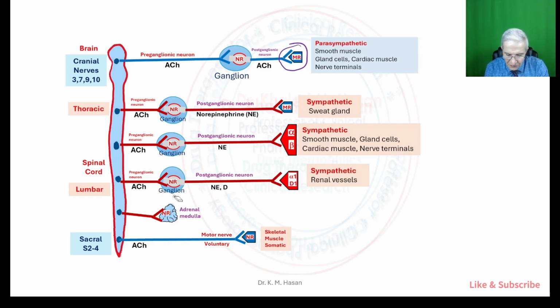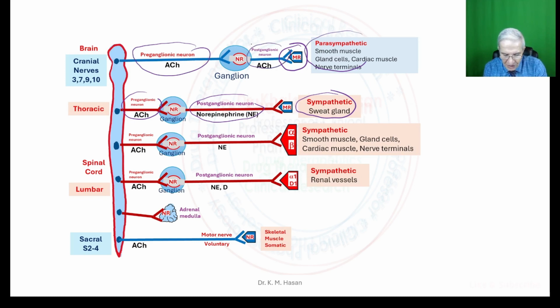So you can see here from what we have, as you mentioned, in the sympathetic nervous system we have short preganglionic and long postganglionic neurons. Speaking about parasympathetic, the preganglionic is long and the postganglionic is short. There may be other differences between the two systems.